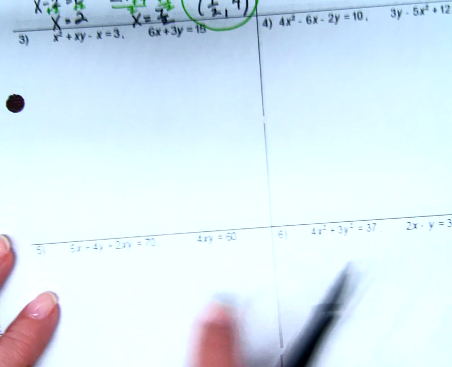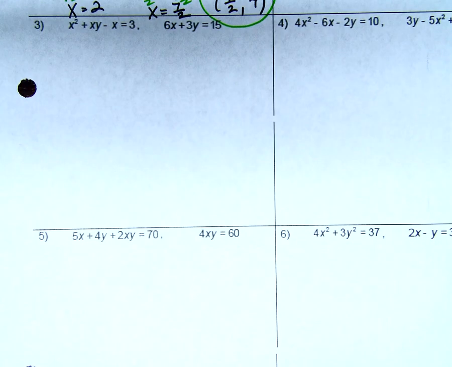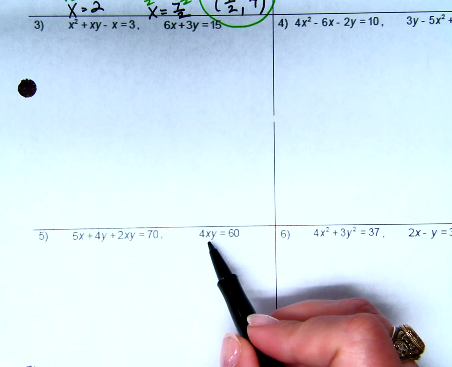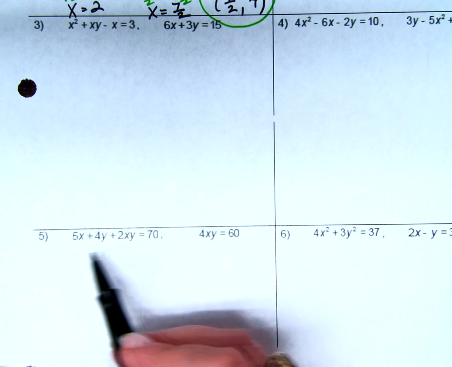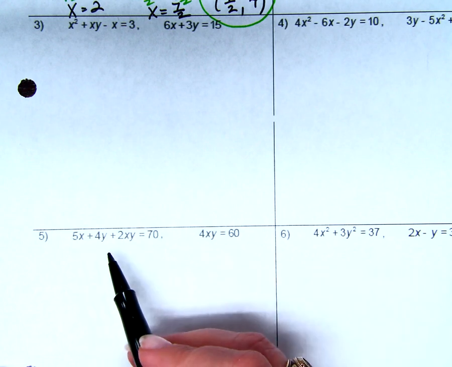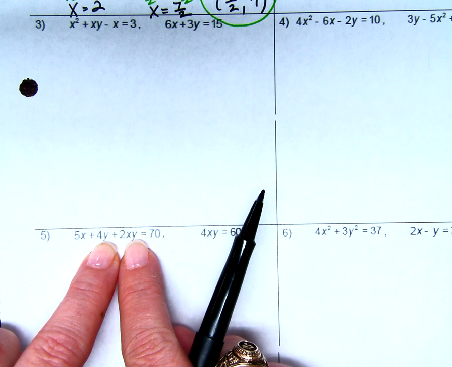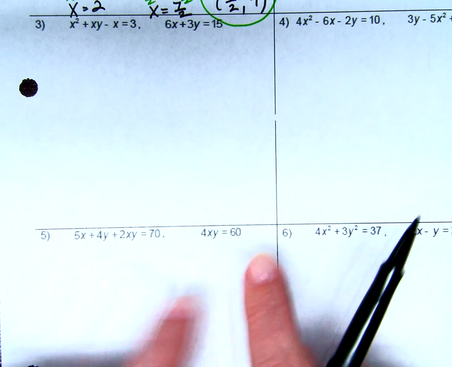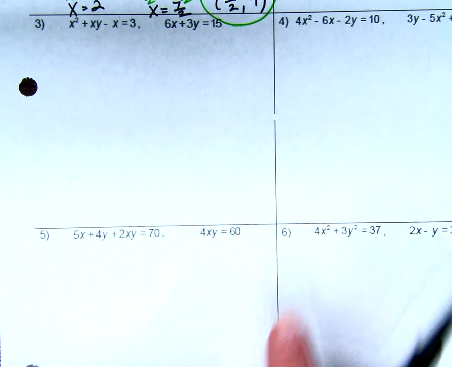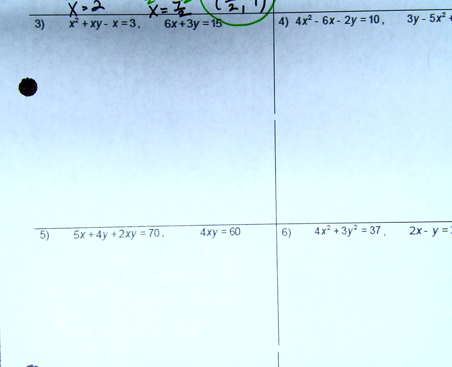On number 5, which one would be easier to solve for? Probably one of these two, right? Because I could try to solve for one of the variables here, but I also have these 2 y's that I have to get together, or these 2 x's I have to get together. I might as well just solve for one of these already over here. Yes? Any questions about that?